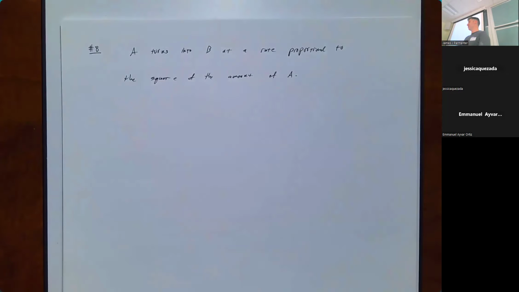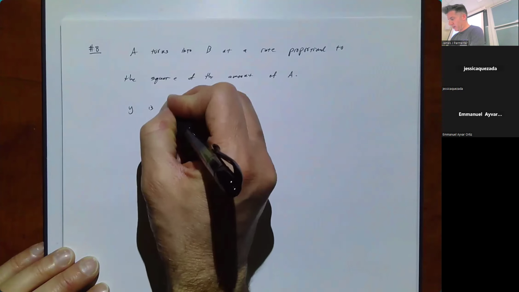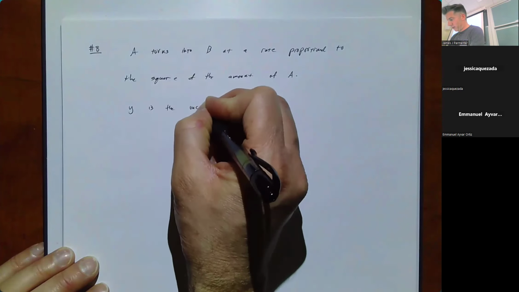To me, I feel like this B part really isn't super important. They're saying A turns into B, but really we're just caring about the rate of change of A. Let's read more of the question before we fully decide on that. Let y be the unconverted amount of substance A at any time t. So y is the unconverted amount of A.